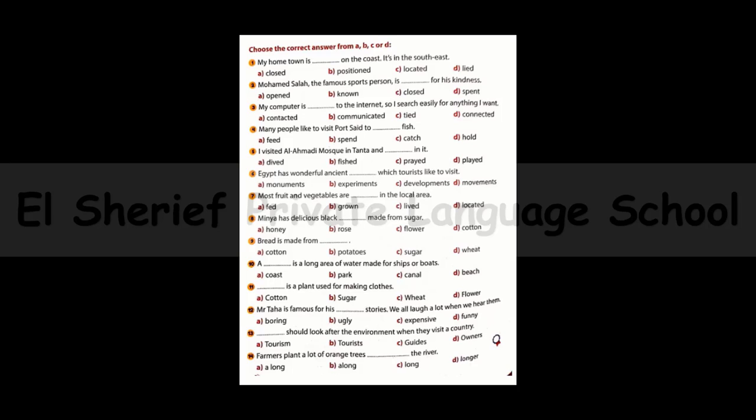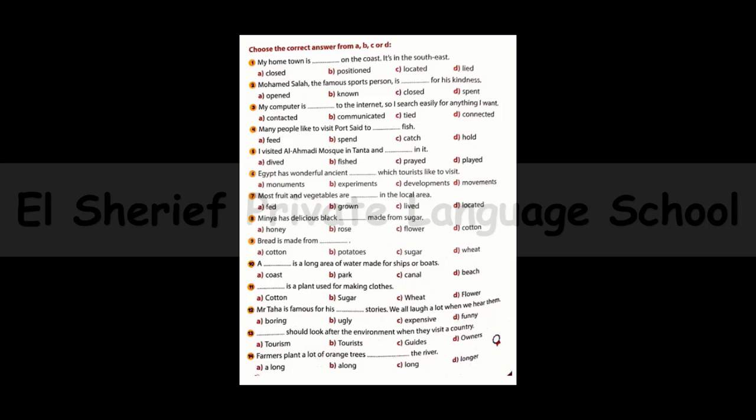Number 9, bread is made from cotton, potatoes, sugar, or wheat. So yes, bread is made from wheat. Number 10, a canal is a long area of water made for ships or boats. It's like the Suez Canal. So yes, the answer is, a canal is a long area of water made for ships or boats. Number 11, cotton is a plant used for making clothes. So yes, cotton is a plant used for making clothes.